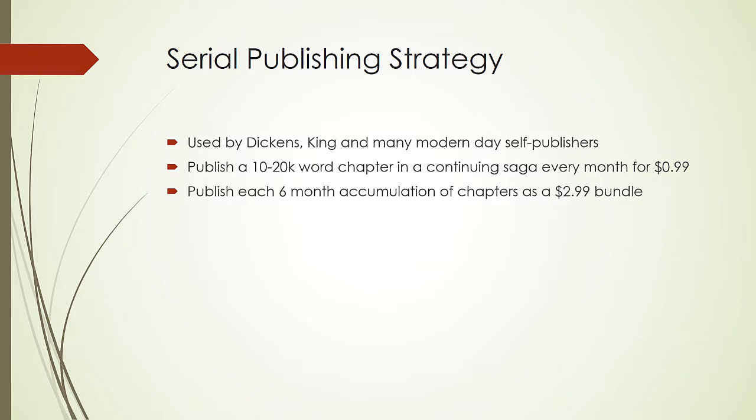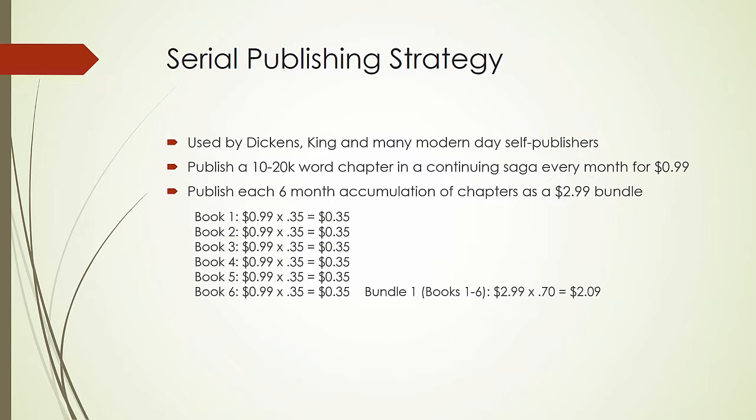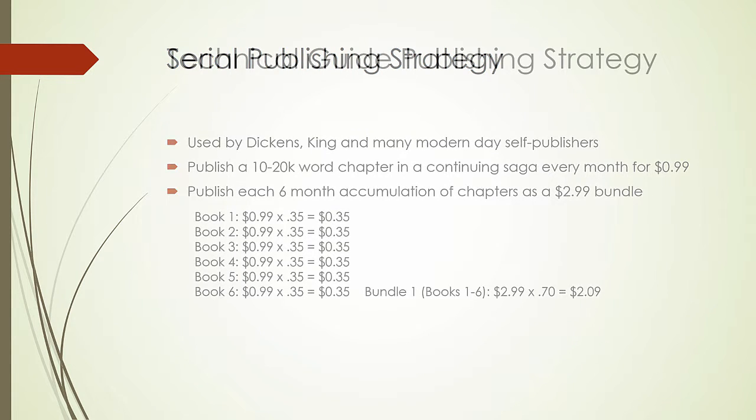Once you have 6 months accumulated, you release it as a bundle for $2.99. And it looks something like this. Books 1 through 6, 99 cents, with a bundle that's $2.99. I've seen people use this strategy a lot to make money.